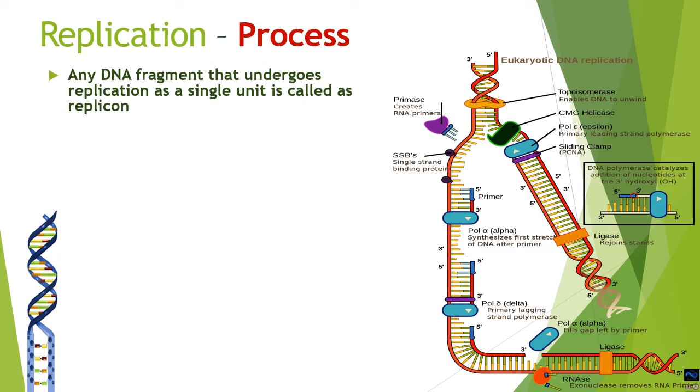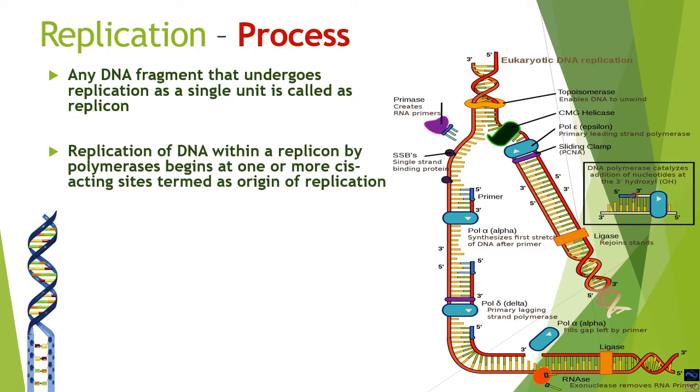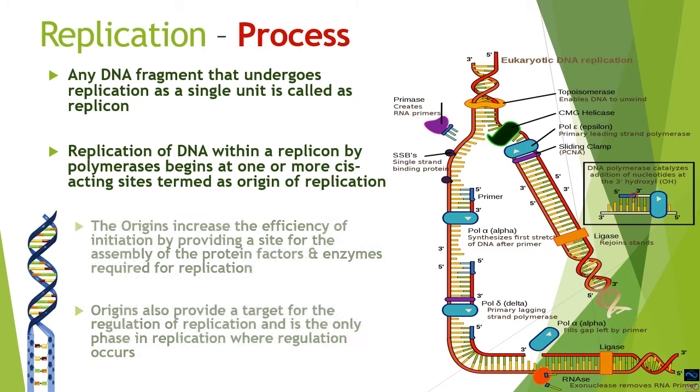In the replication process, the DNA fragment which undergoes the replication is called the replicon. This is the fragment of a DNA or a whole genome which undergoes the process of duplicating itself into daughter ones. So replication of DNA in a replicon is catalyzed by the polymerases at a particular site which is called the origin of replication.